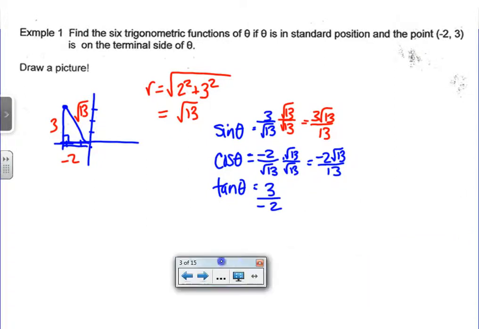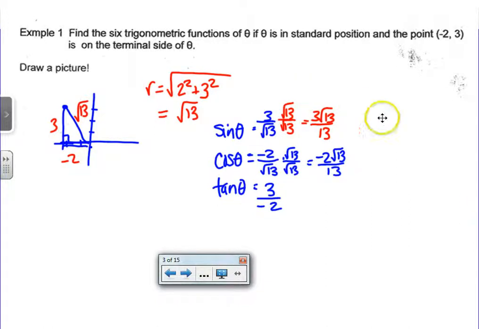Now, they want all 6 trigonometric functions, so we're going to have to go and take the reciprocal functions. So let's look at cosecant of theta, which we know is the reciprocal of sine. Go back to the original sine setup, 3 over square root of 13, and just take the reciprocal of that one. Because if you take the reciprocal of the one that's been rationalized, you're going to have to rationalize again to get out of it.